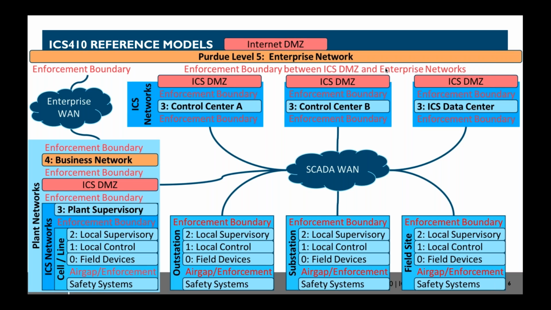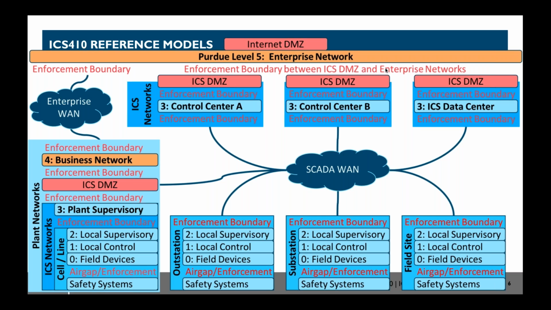In the bottom left-hand corner represents a plant network. And then this also represents an organization that may have a SCADA network, right? So like an oil company or a gas company or electric utility or a water company where they end up having other types of substations or outstations or field sites, right? The terms vary from business to business in the countries around the world that you're in, right?